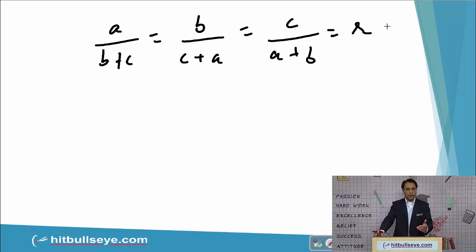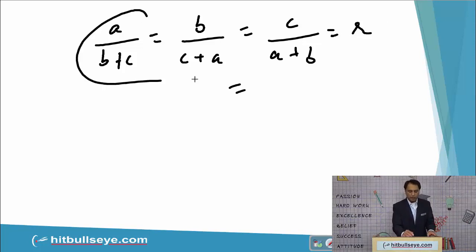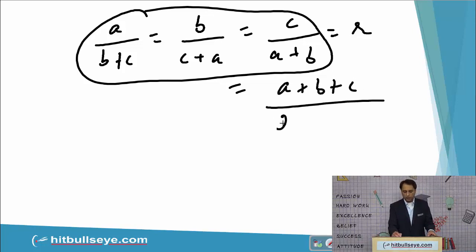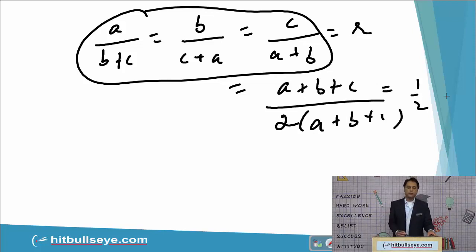Now, an immediate application of the law of equality of ratios will take us to one of the options, and that is, if all this is true, then obviously each of these is equal to the sum of numerators by sum of denominators, which makes it A plus B plus C upon twice of A plus B plus C, which makes it 1 by 2. So 1 by 2 is definitely one of the options there. It definitely qualifies as one of the options.